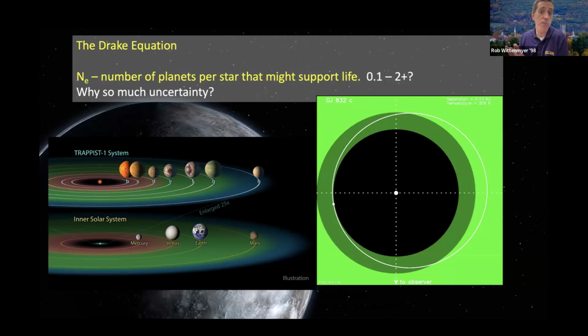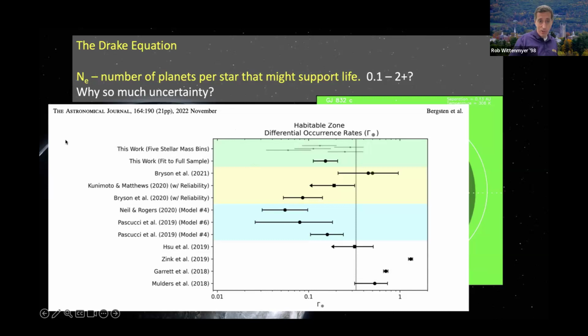So, you know, there's a lot of uncertainty that goes into that number. This is a plot that shows how uncertain the number is at the moment. It ranges from about 0.1 to almost 2 planets per star in terms of habitable zone planets. And the reason there's so much uncertainty is because, one, we're going off of what Kepler found, and they didn't find a whole heck of a lot. And so there's a lot of room for uncertainty there.